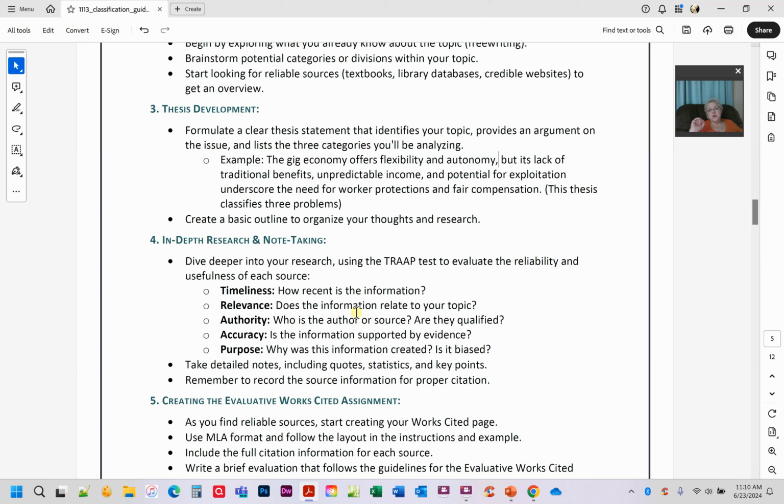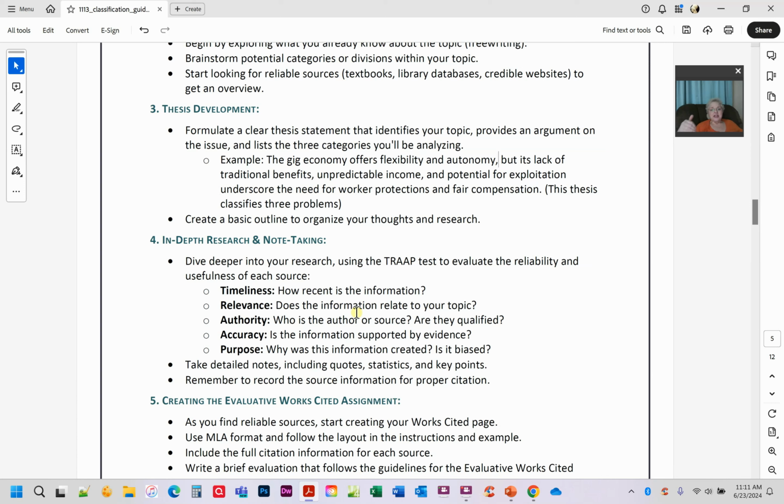And so here's where we're going to use the TRAP test. And I'm going to talk about the TRAP test in more detail in a little bit. I've got a couple of examples to show you how you might use it. So the TRAP test stands for 5 things: timeliness, relevance, authority, accuracy, and purpose. And what you want to do is you want to evaluate every source you're looking at to see how well it scores on this test. Because you want to trap the bad research and put it aside, right? You want to only have good research.